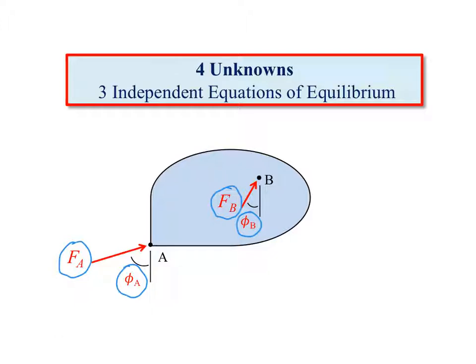Recall that we have 3 independent equations of equilibrium available to us to solve for these 4 unknowns. And we won't be able to find them uniquely since we don't have enough equations. We have more unknowns than we have equations, but we can find relationships between these 4 unknowns.